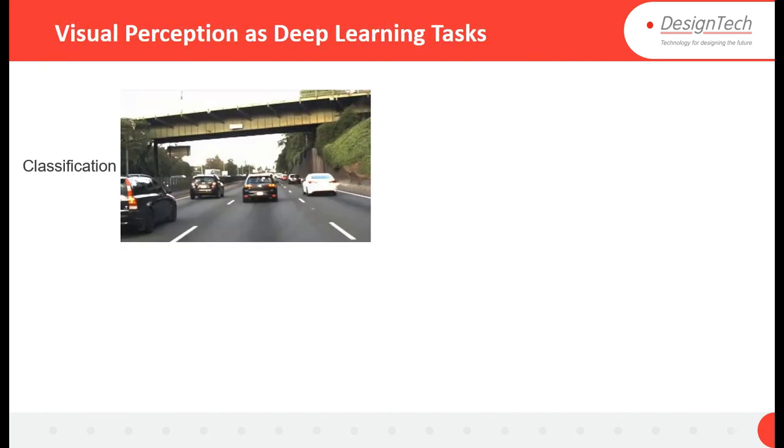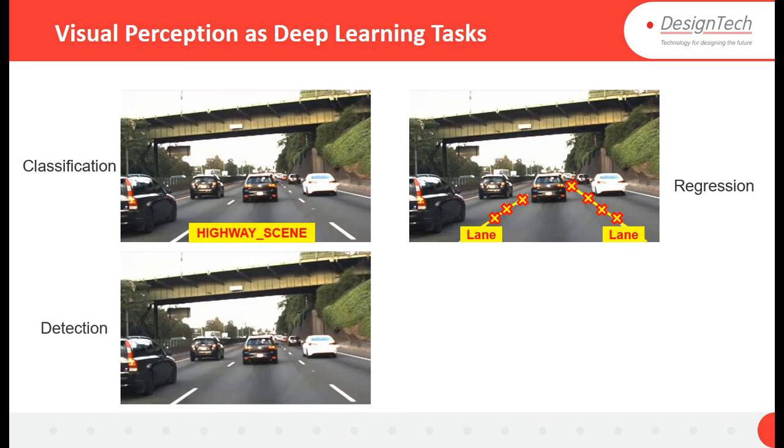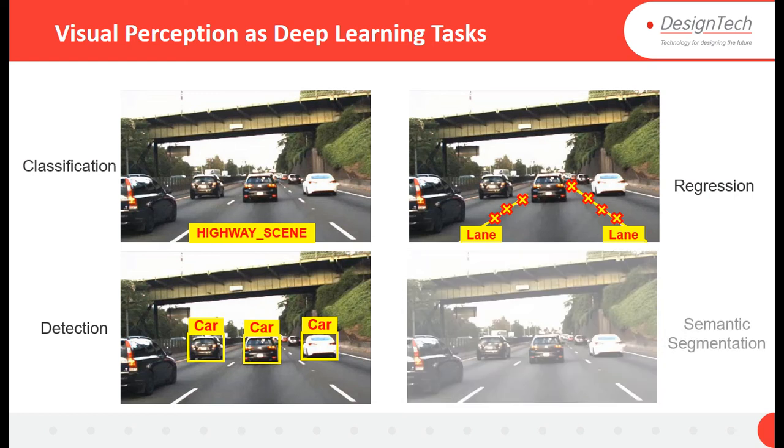So in deep learning tasks, what can we do? We can do classification, we can say this is a highway scene, this is a car, and this is a truck, and all these things. Next will be regression, where I have to drive, in this lane or in this lane, what is the distance between these two lanes. That's the regression part, numeric values. Then detection, that this is a car I have detected. This kind of application we can design using deep learning.